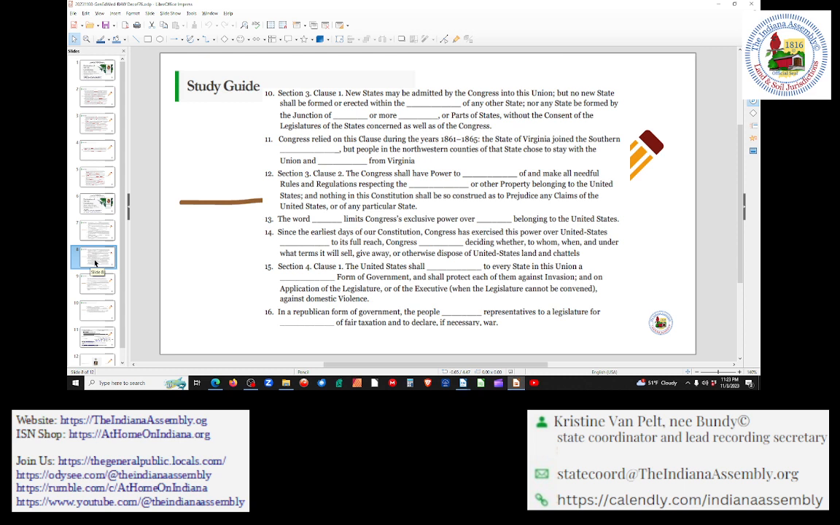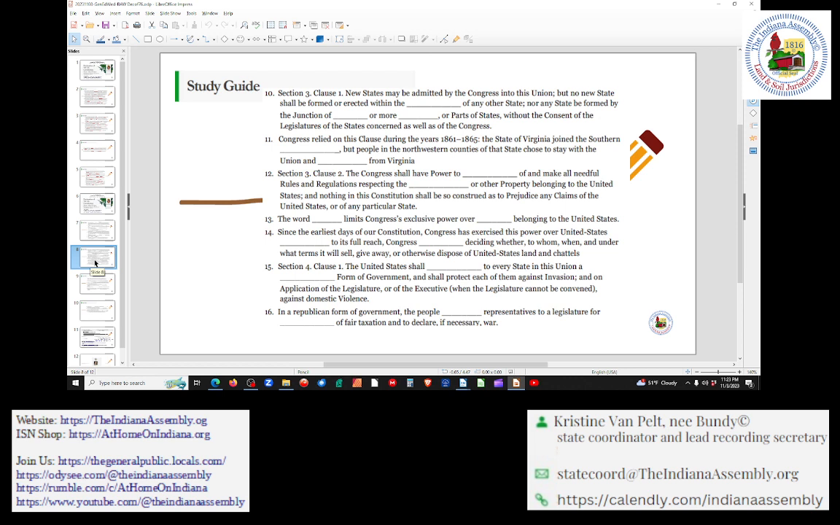Number 11. Congress relied on this clause during the years 1861 to 1865. The state of Virginia joined the southern blank, but people in the northwestern counties of that state chose to stay with the Union and blank from Virginia.